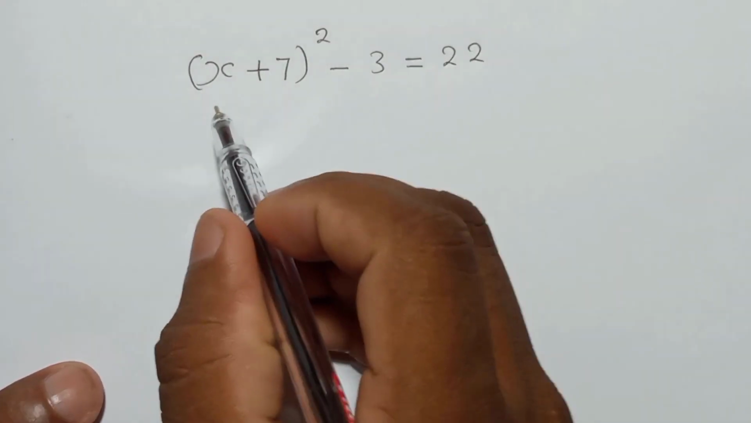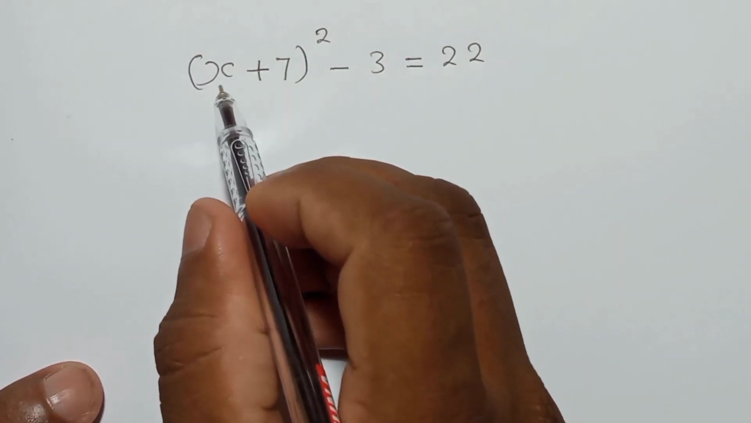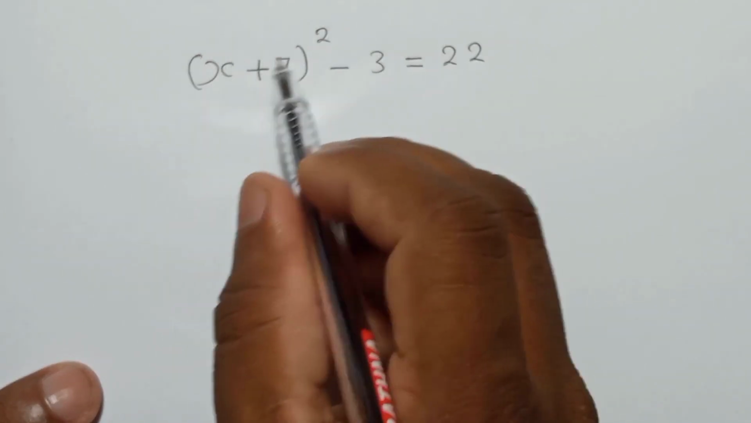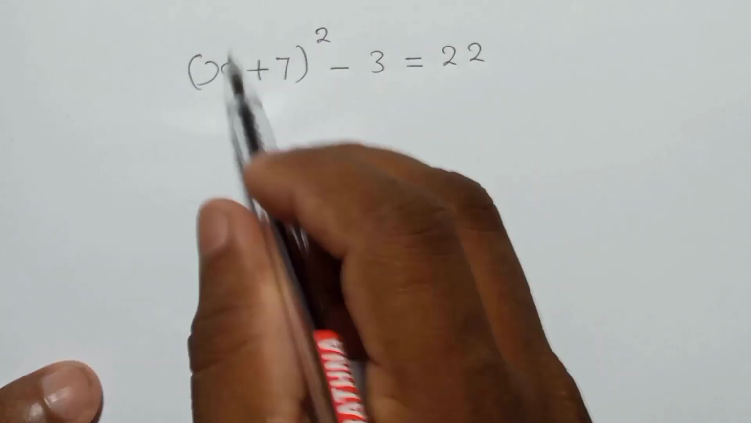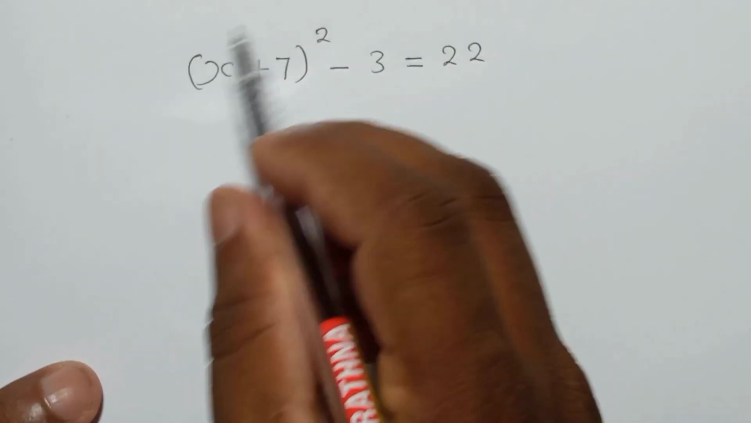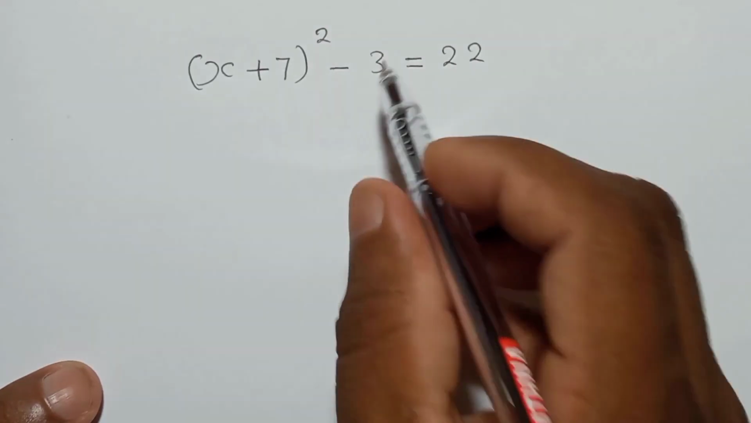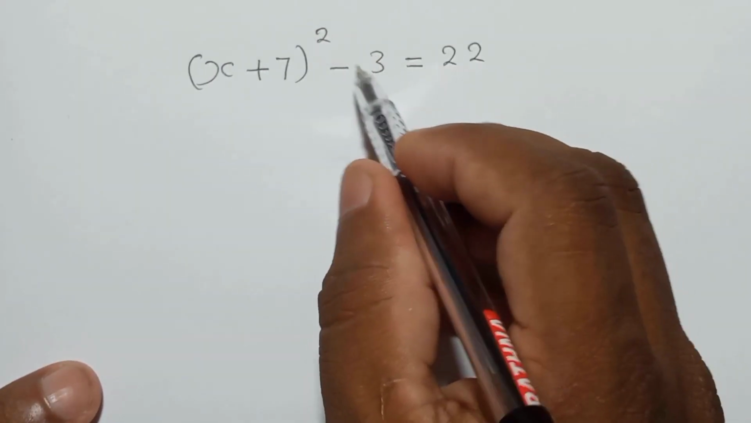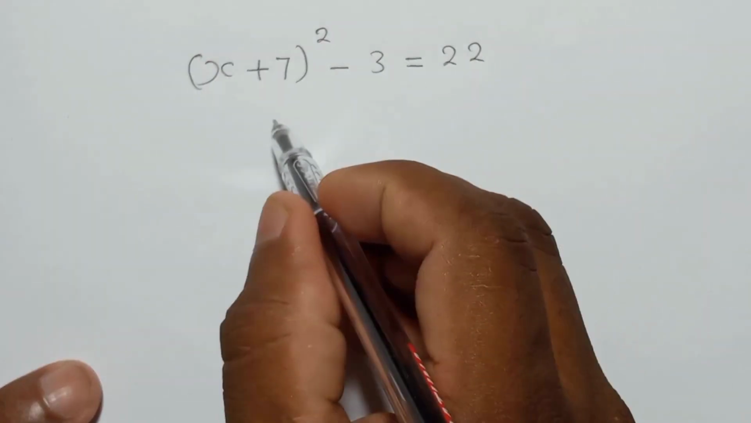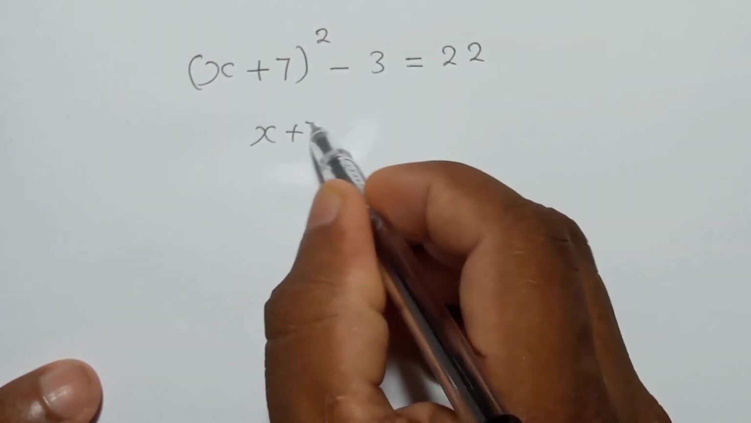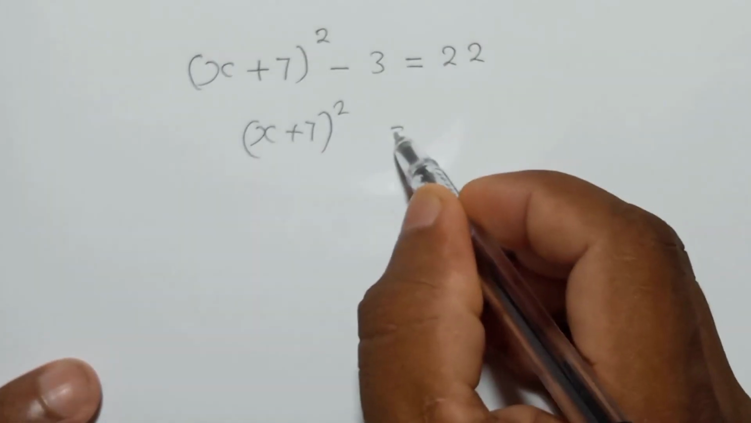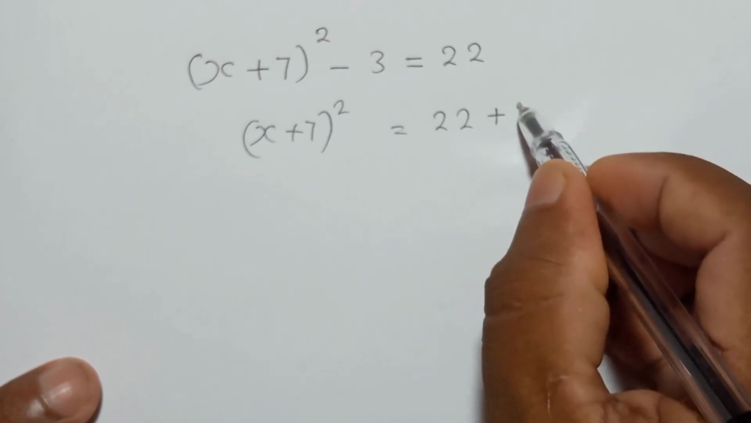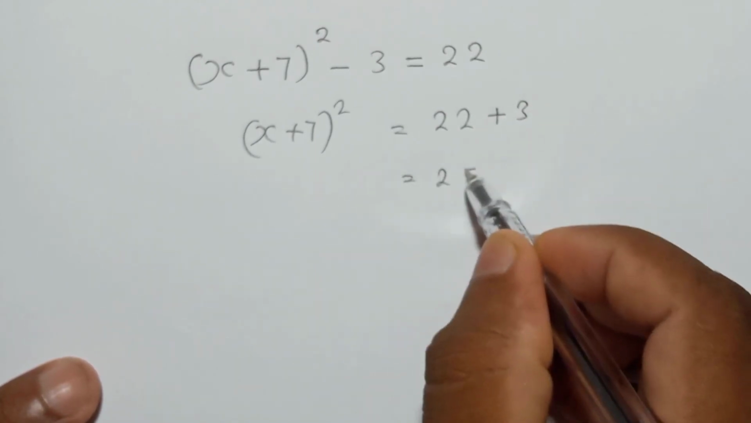Now we need to find the value of x here, right? Value of x. First of all, let's try to make this x part, that means (x + 7)², the subject. So that's why I need to remove this minus 3. I can bring this minus 3 to the other side. So here will be (x + 7)². When I bring this minus 3 to here, it will be plus 3, right? So here will be 25.